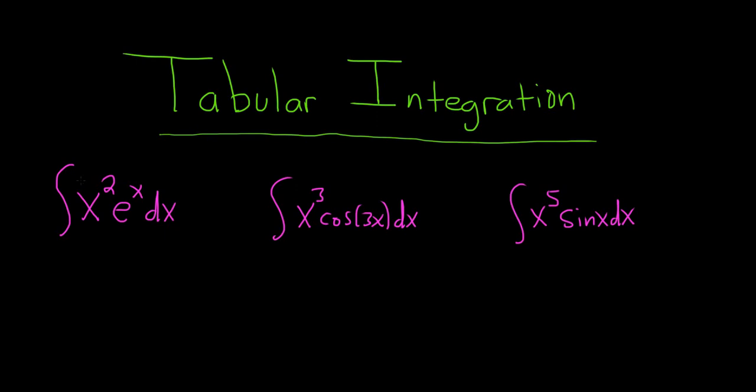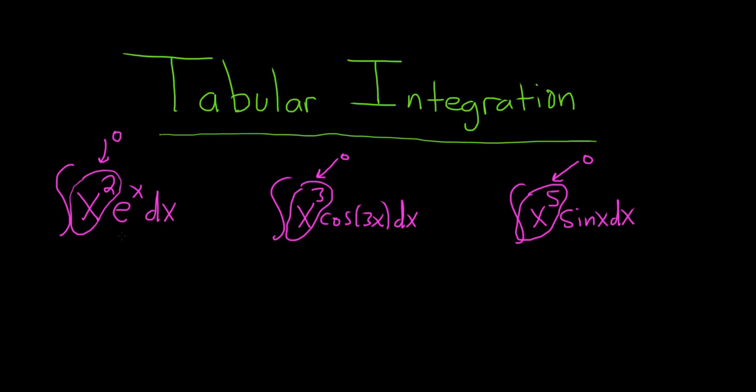Why? Well, one of the pieces, in this case x squared, in this case x cubed, in this case x to the fifth, you have x to a power. So after repeated differentiation, it's eventually 0. Like x squared, you take the derivative, you get 2x. You take the derivative, you get 2. Take the derivative, you get 0. Likewise, after repeated differentiation, x cubed is 0, and this is 0. So that's one of the requirements: one of the factors has to be 0 eventually.